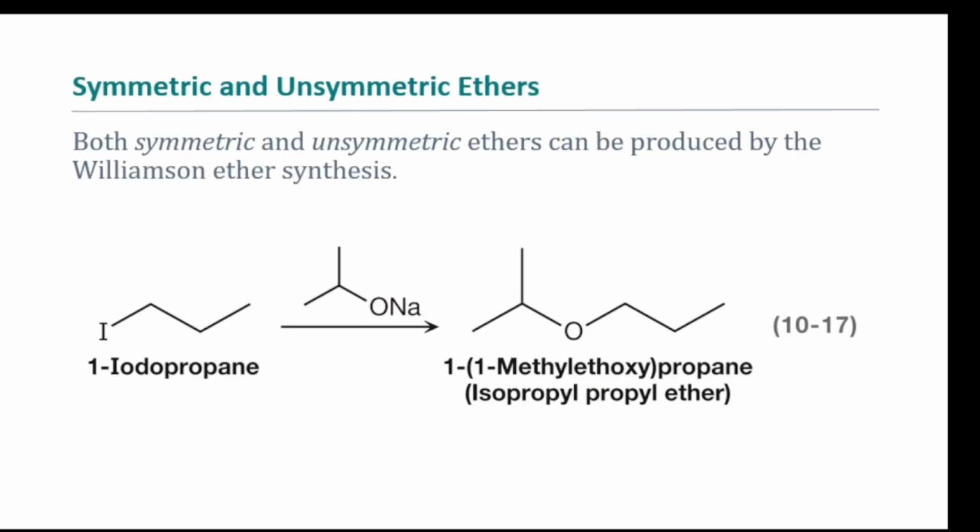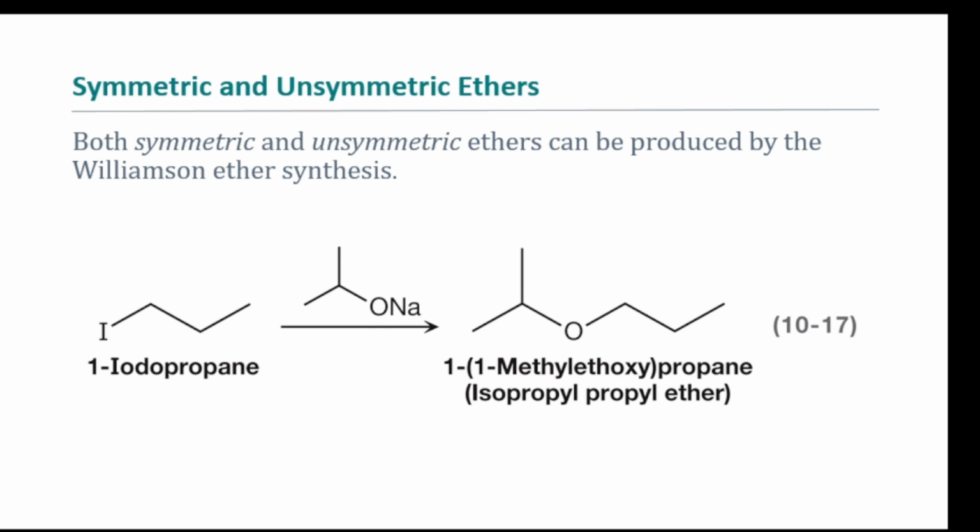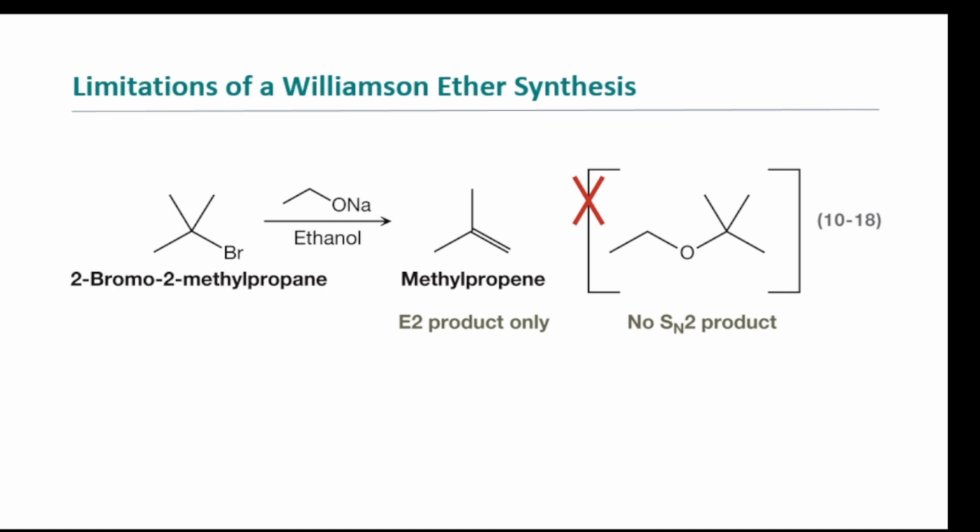So this is one of the things you've got to be very careful of when you're talking about these condensation reaction ether syntheses. This right here is the symmetric and unsymmetric ethers. They both can be produced via the Williamson ether synthesis. Right here we actually see an example of an asymmetric ether that can be produced. On the other hand, though, you can't produce every single ether that's possible in every single way of the Williamson synthesis, right? So what would happen if we started with this right here?